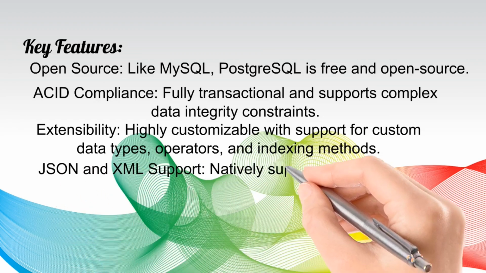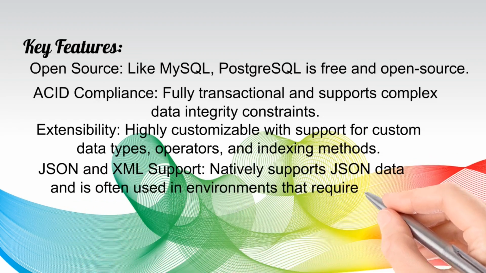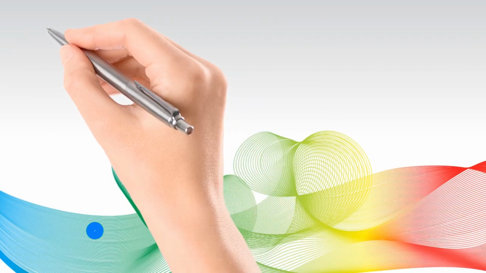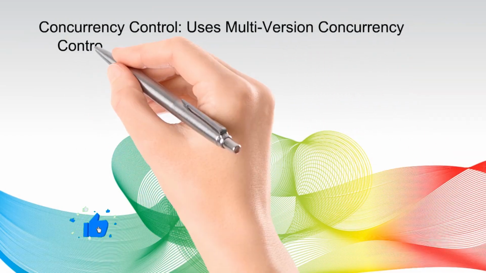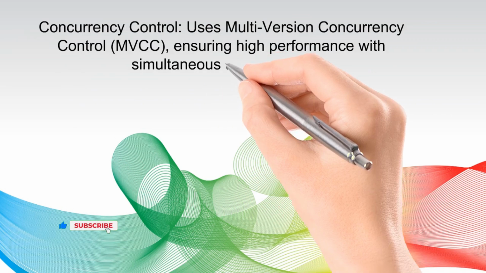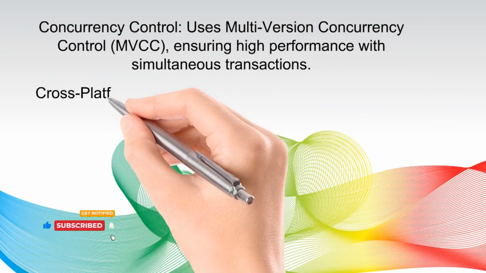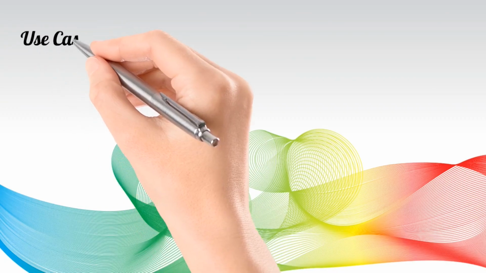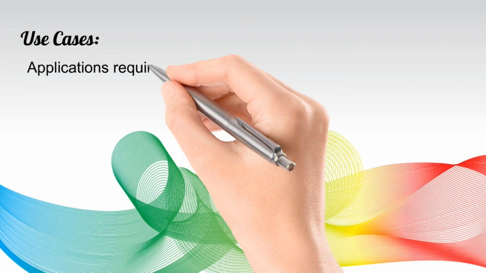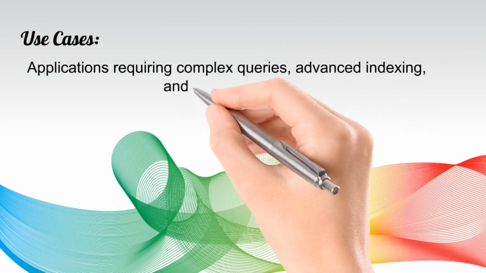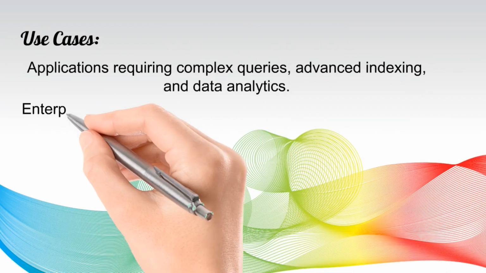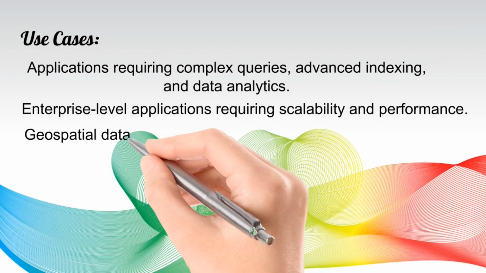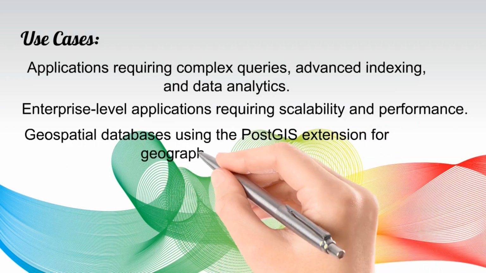JSON and XML support, natively supports JSON data and is often used in environments that require both relational and document-style data storage. Concurrency control, uses multi-version concurrency control, MVCC, ensuring high performance with simultaneous transactions. Cross-platform, works on Windows, Linux, and Mac OS. Use cases: applications requiring complex queries, advanced indexing, and data analytics. Enterprise-level applications requiring scalability and performance. Geospatial databases using the PostGIS extension for geographic objects.